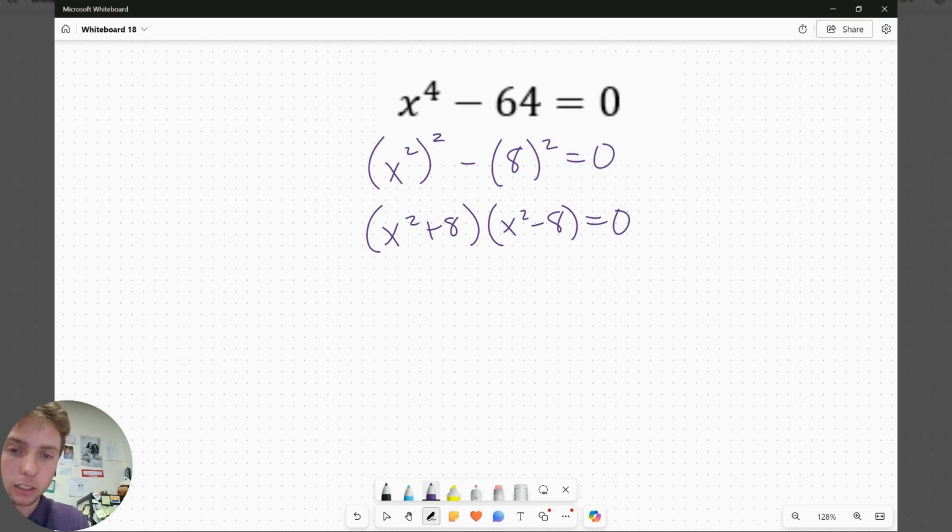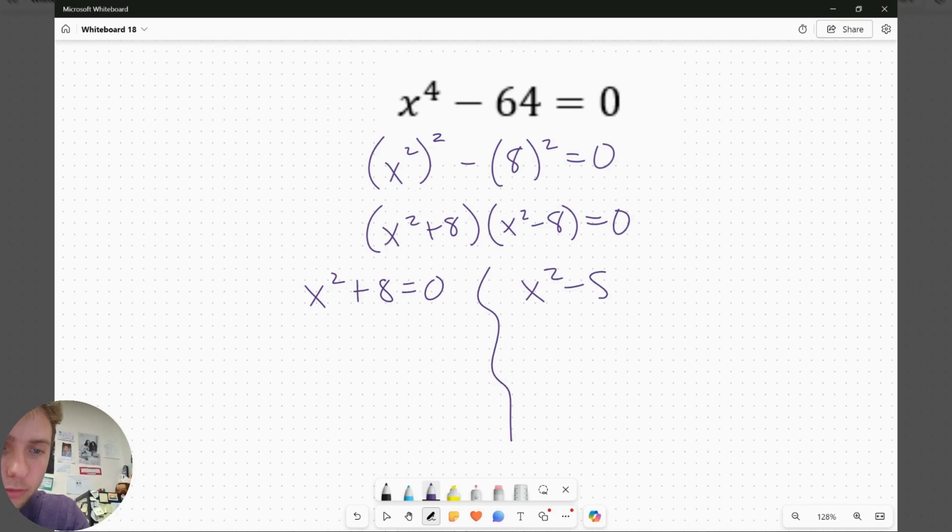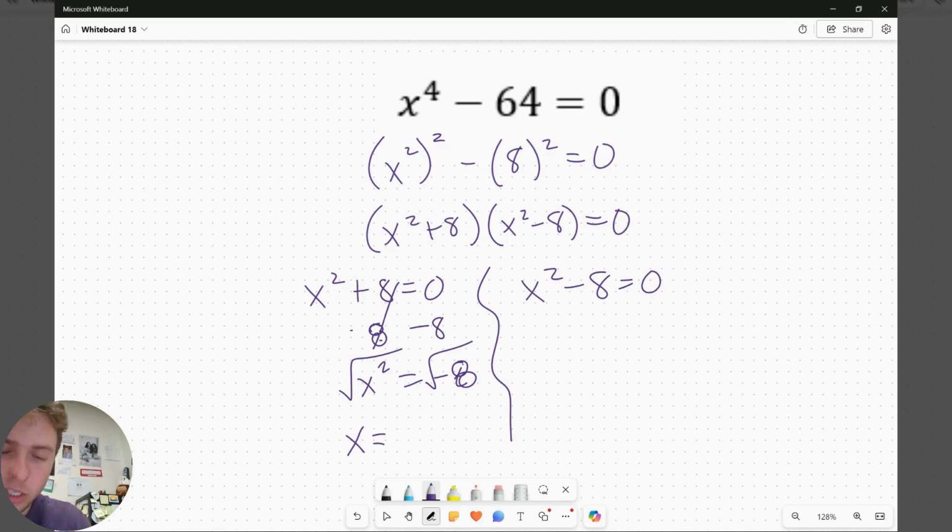It's in the factored form, so I can separate it, set both parts equal to 0, and solve each of those individually. Meaning I could subtract 8 on both sides, giving me x squared equals negative 8. I could get rid of the squared. The opposite of squaring something is square rooting. So, okay, x is equal to what? And remember, when you take a square root on both sides, you always need plus or minus.